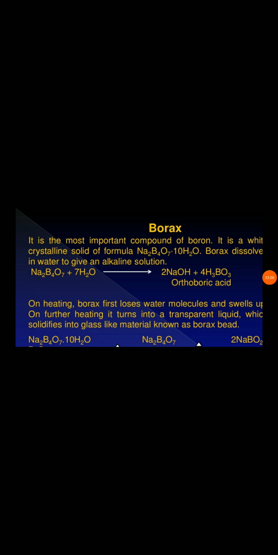When borax dissolves in water, what will happen? An alkaline solution will be produced. Let us see that equation. Na2B4O7 reacts with 7 moles of water to give sodium hydroxide plus orthoboric acid, H3BO3. So when borax dissolves in water, a base, sodium hydroxide, forms plus orthoboric acid, H3BO3.